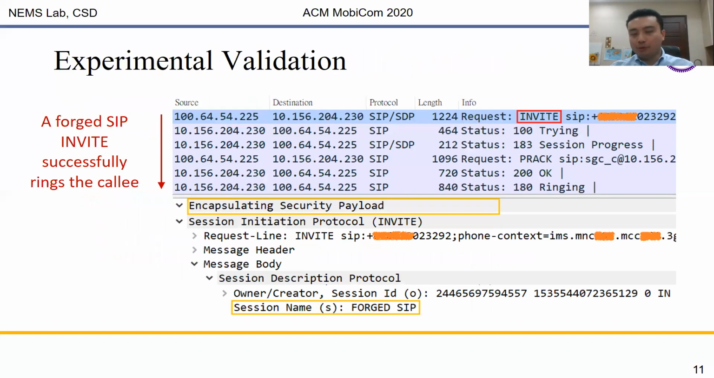We conduct an experiment to validate whether the session can be successfully hijacked. Here is a trace showing that a forged SIP INVITE can successfully ring the callee. This is tested with a fake session name to show that this message is indeed fabricated by the malicious application. Then here we can see that the attacker can get the ringing packet sent from the callee. So it shows that the session can indeed be hijacked by the malicious application.